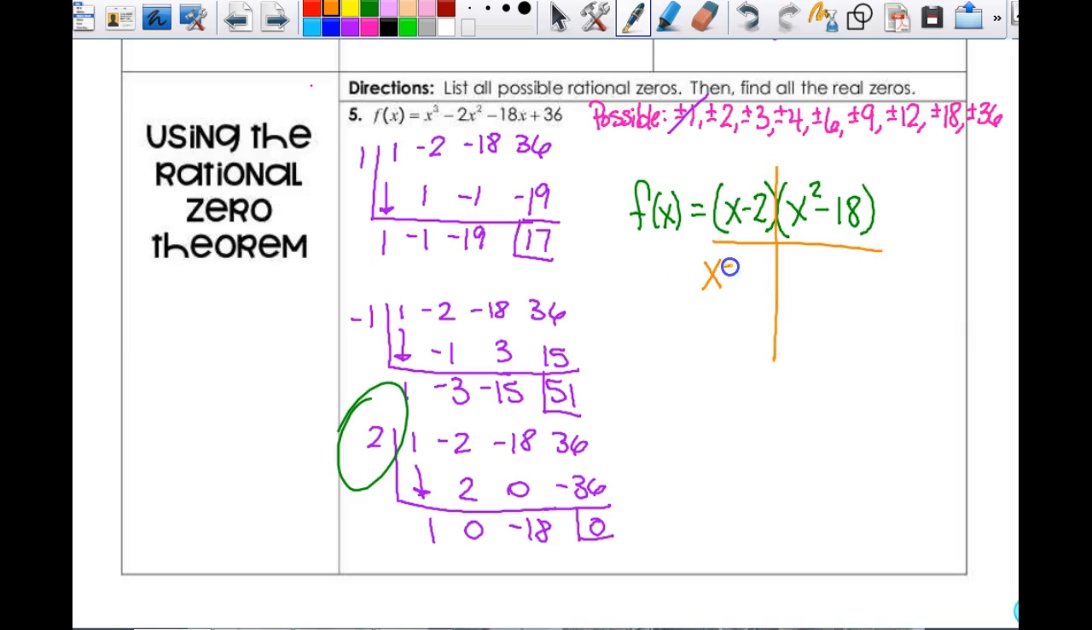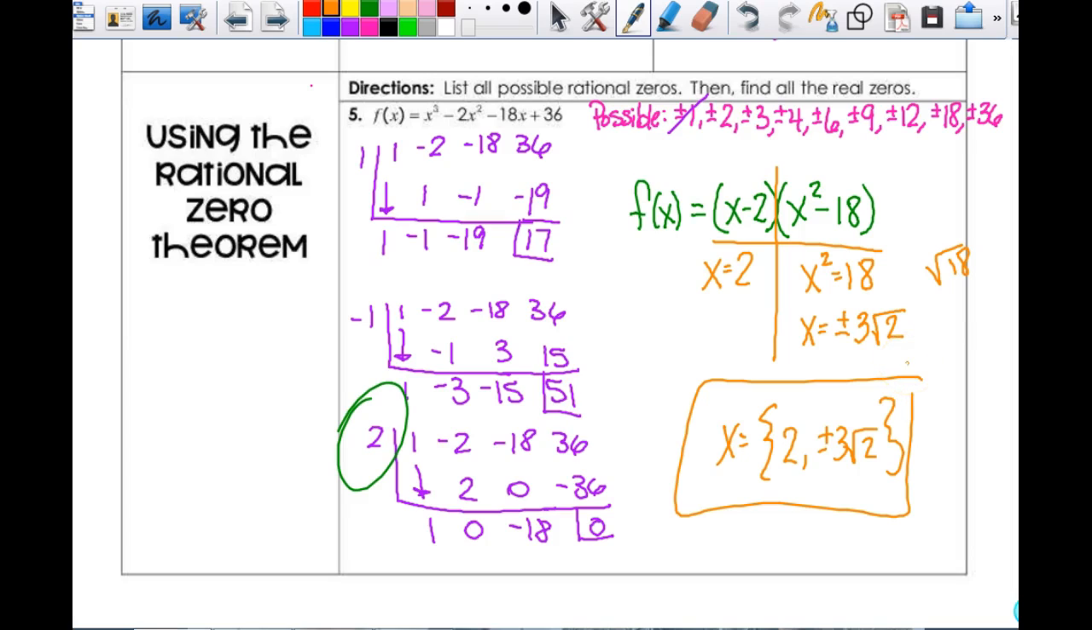Here I know that x equals 2. Here I would get that x squared equals 18. So x equals what? Plus or minus? Good. 3 square root of 2. And if you need to write down square root of 18 and think through it that way or whatever, that's fine. But hopefully these are getting a little bit easier for you to process. So your zeros in the end then are 2 and plus or minus 3 square root of 2.